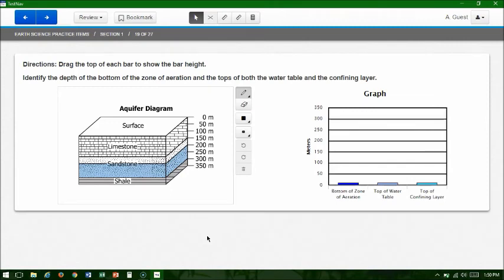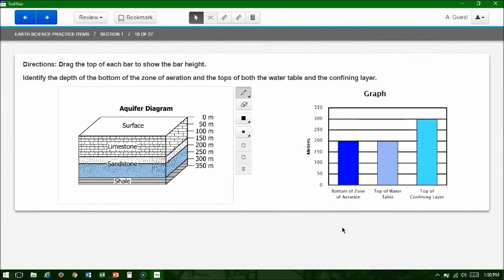Number 19, we're given an aquifer diagram, and we have to drag the top of each bar to show the height. For the bottom of the zone of aeration, that's going to be 200 meters. So the zone of aeration extends all the way down to 200 meters. That's also where the water table begins, so the top of the water table is also 200 meters. The zone of saturation goes from 200 to 300 meters. And where the shale is located, that is the confining layer. So the top of the confining layer would be at 300 meters.